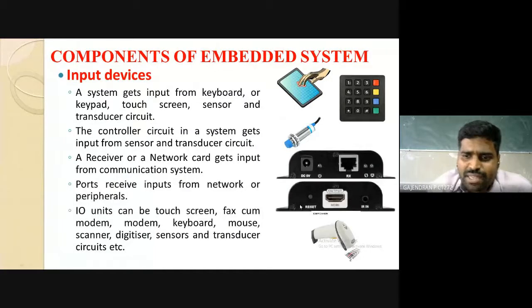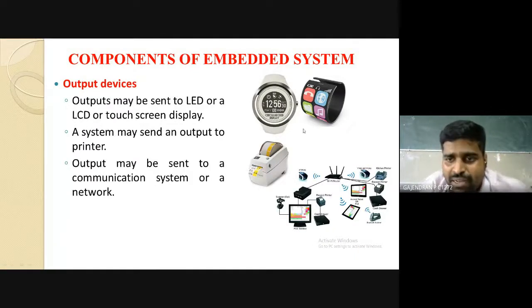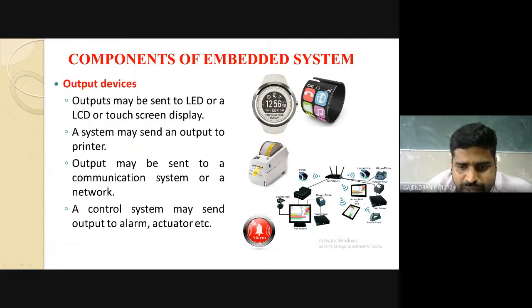Input devices, many input devices are there. Touchscreen, keypad, proximity sensor, then different ports, then a barcode reader, your mouse, keyboard, many input devices are there. Output devices, fantastic output devices are nowadays available, these LCDs and all. Do browse and learn many things.